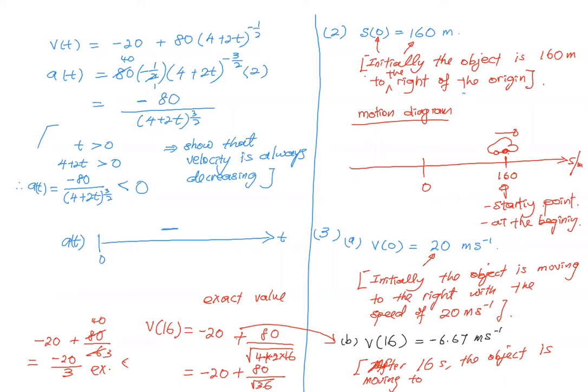Good. It's moving to the left with the speed of 6.67 meter per second. Okay, you see? So that is how you interpret. That means it has reversed direction already. Before 16 seconds, it has already reversed the direction. Am I right? Okay, let's go to part 4.